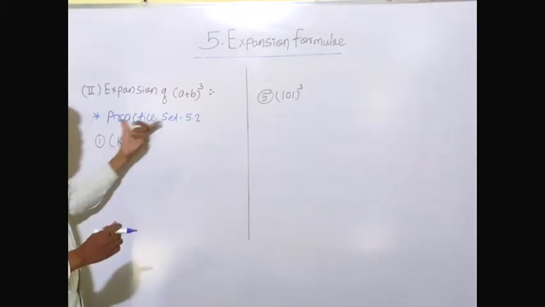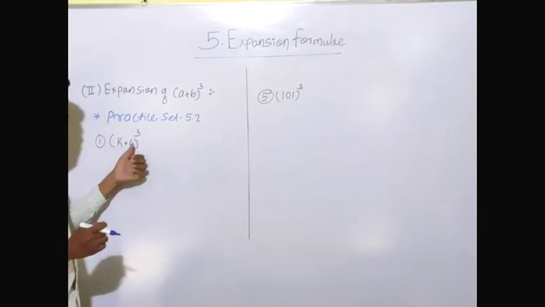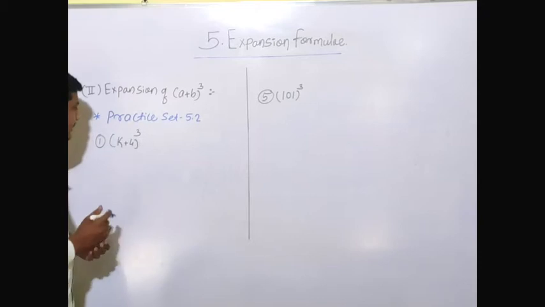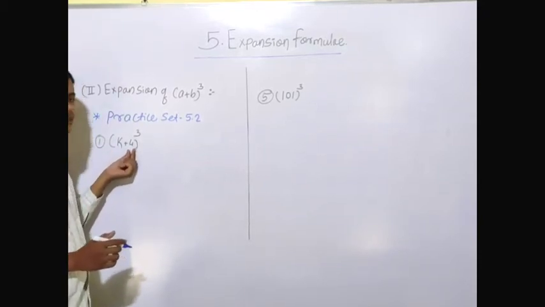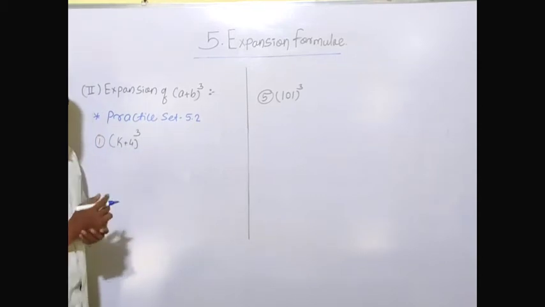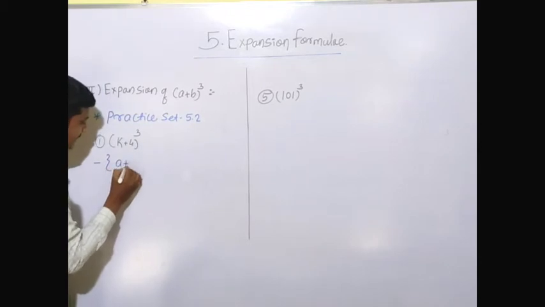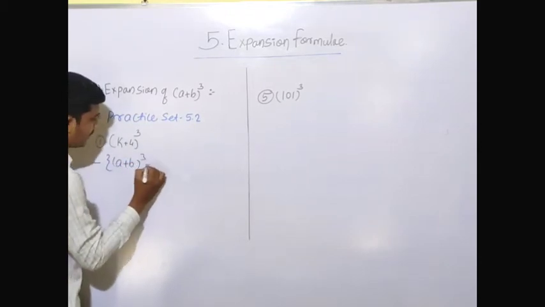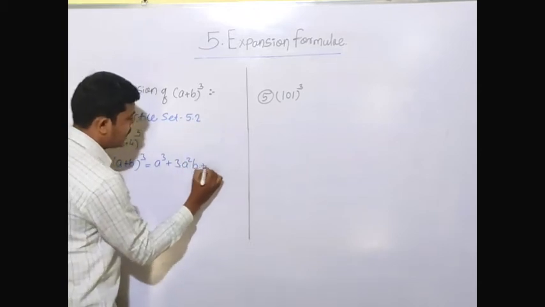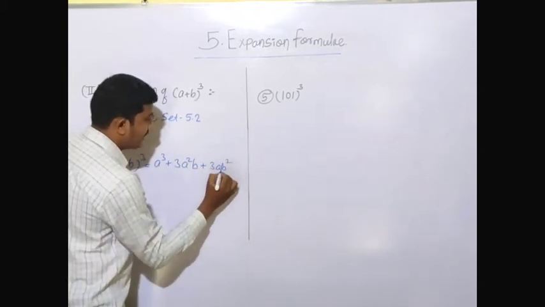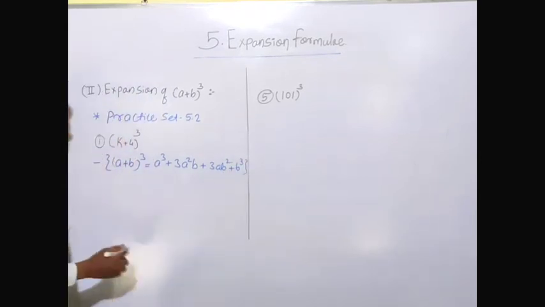Now next we have to see practice set 5.2. The first example is (k + 4) whole cube. Here k can be defined as a and 4 can be defined as b. Then we can apply the (a + b) whole cube formula. By using the formula, (a + b) whole cube was a cube plus 3a square b plus 3ab square plus b cube. This formula we have used.